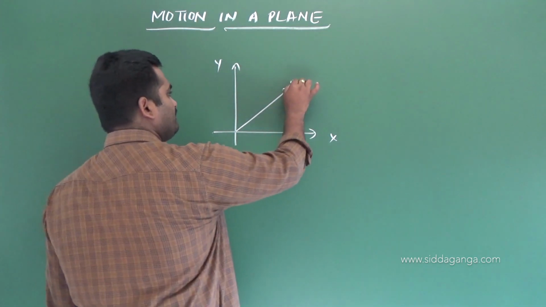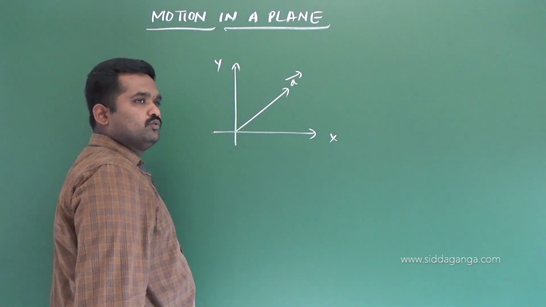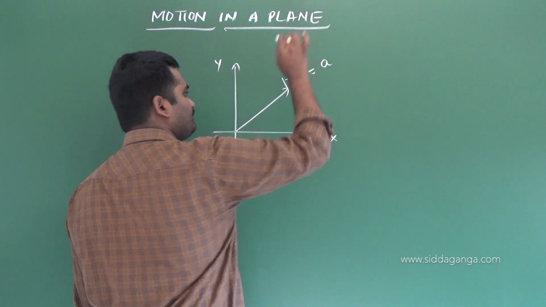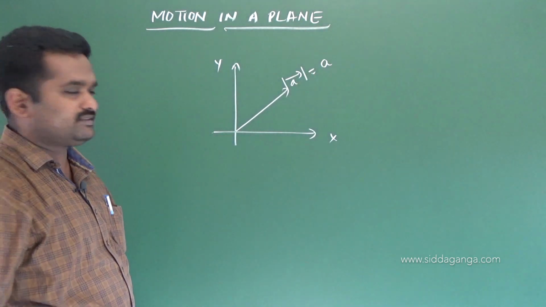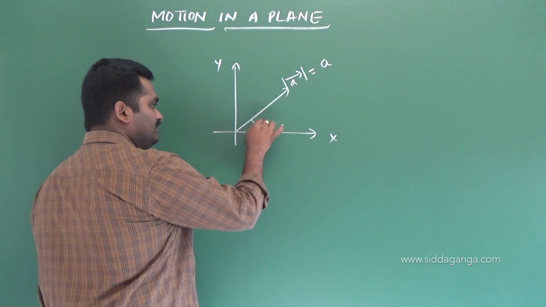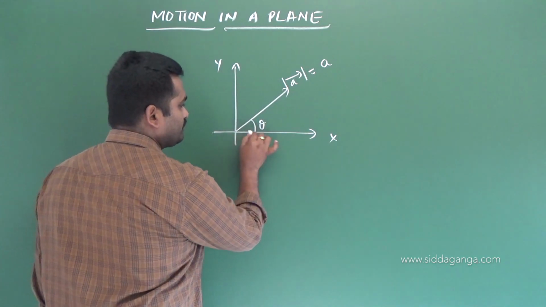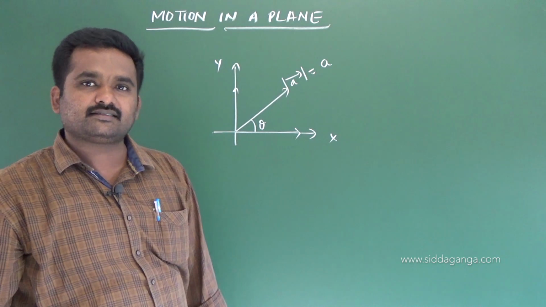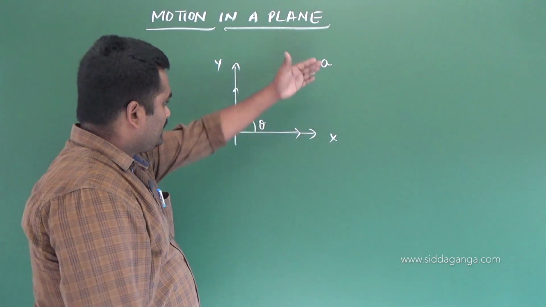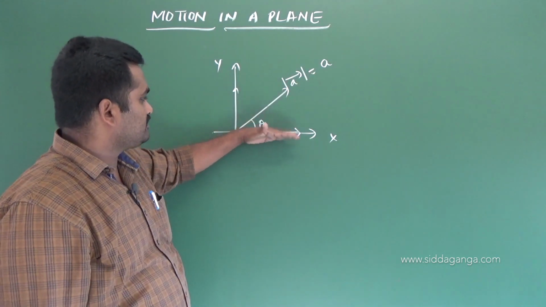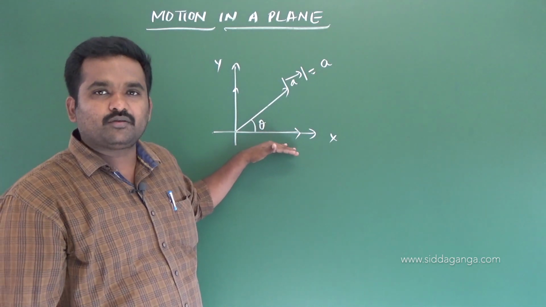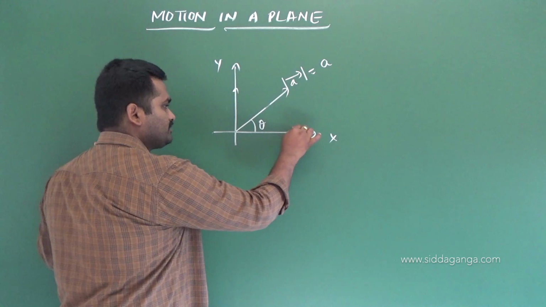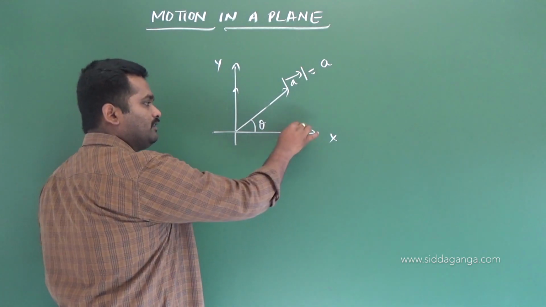Say I have a vector a bar, whose magnitude is a. What is the magnitude of this vector? A. The magnitude of a bar is a, and it makes an angle theta with the horizontal. You are going to resolve this vector into two components, which you have already studied, called resolution of a vector, meaning resolving a given vector into its rectangular components. How do you resolve a vector into its components? This component we used to call the horizontal component or x component.